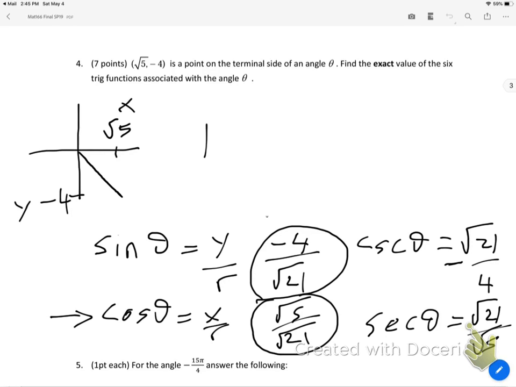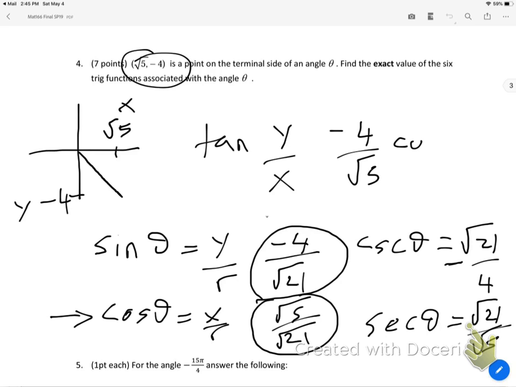Now tangent is just y over x. So that's actually right in here anyway. That's just negative 4 over root 5. So cotangent is going to be root 5 over negative 4. Okay, so there you go. Those are the 6 trig functions based on that point, root 5, negative 4.